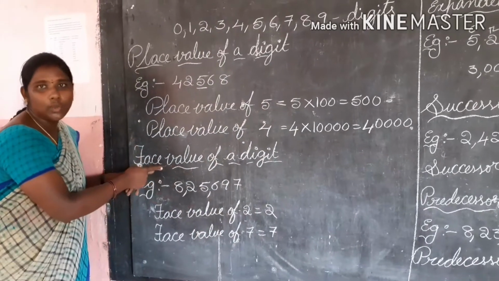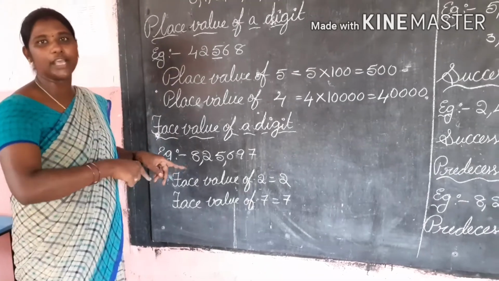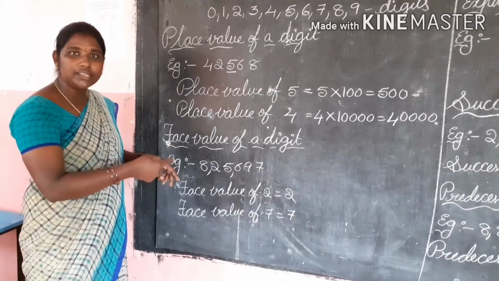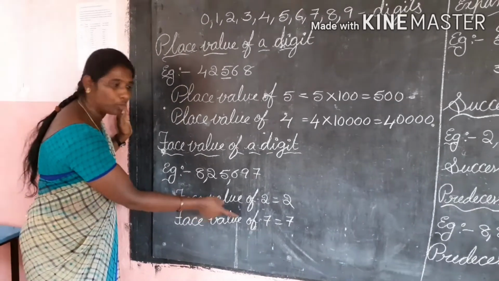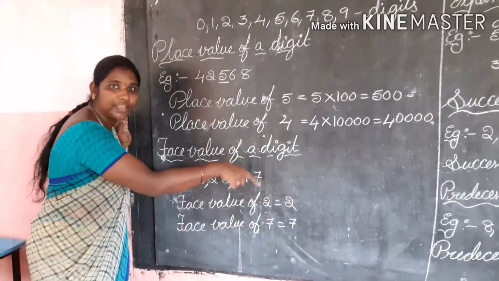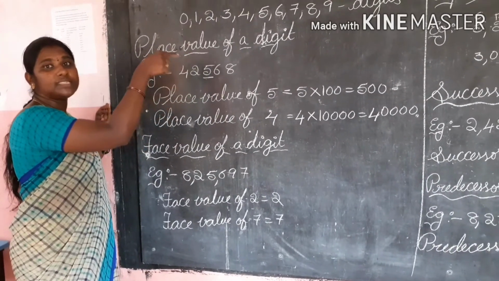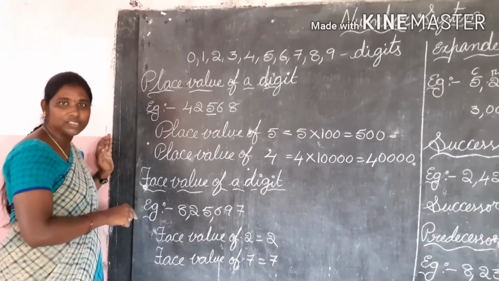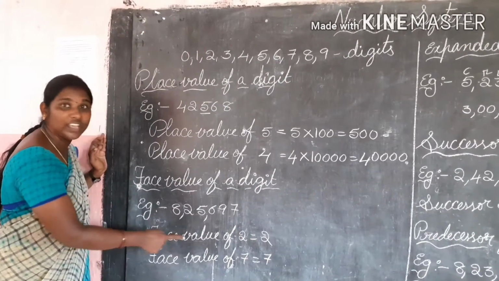Next, face value of a digit. The face value of a digit is the digit itself. Suppose for example, the face value of 2 is the digit itself. Place value is the value based on which place it occupies. It is called its place value. The digit itself is called the face value.